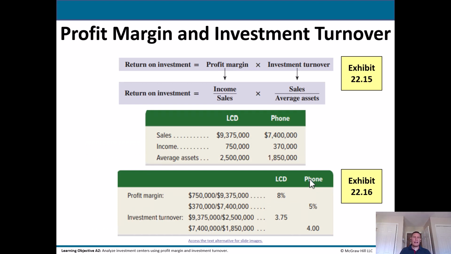Okay, profit margin and investment turnover. So here we're looking at really the amalgamation of two formulas, if you will. Profit margin is income over sales. Investment turnover is sales over average assets. And then we have our sales data, we have our income data, and then we have our average assets data. And then you can see where I did the calculation. Again, this is nothing difficult here, just a case of plugging in your numbers, right? Income, sales, and average assets. So you can see income 750, right? And then you can see the sales and the average assets.